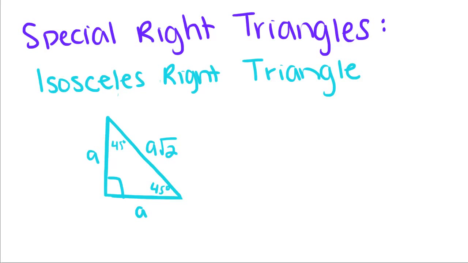Last video, we learned about right triangles in general and how their sides relate to one another. But today we're just going to talk about special kinds of right triangles that have a different association.